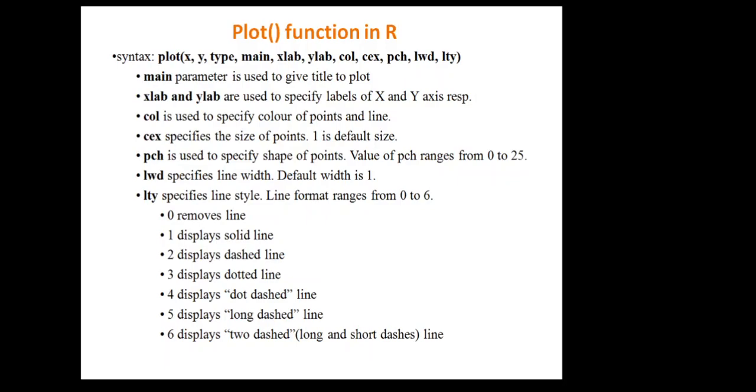Then lwd, that is the line width parameter, is used to specify the width of a line. If we want to plot a line graph, then we can specify the width of the line by using the lwd parameter, and the default width is 1. Then the lty parameter is there, which is used to specify the style of line, and the range for this lty parameter is 0 to 6. We can give 0 to 6 as a value to this lty parameter.